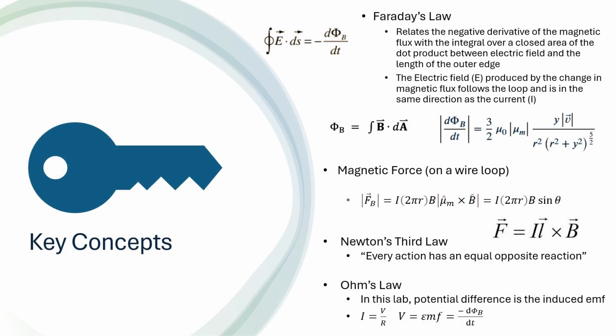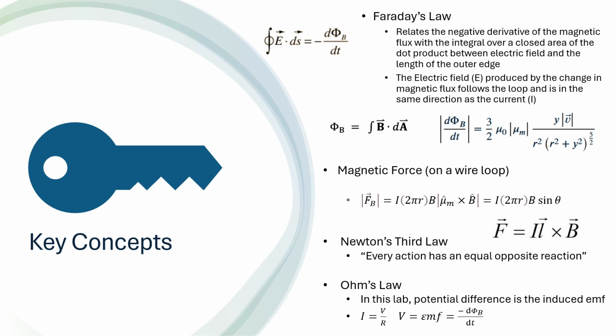In this lab, we delve into several fundamental principles of physics, including Faraday's law, which explains how a time-varying magnetic field induces an electromotive force, EMF, in a closed loop, which can drive an electric current. Next is the magnetic force on a wire loop. When an electric current flows through a wire loop, it creates a magnetic field.